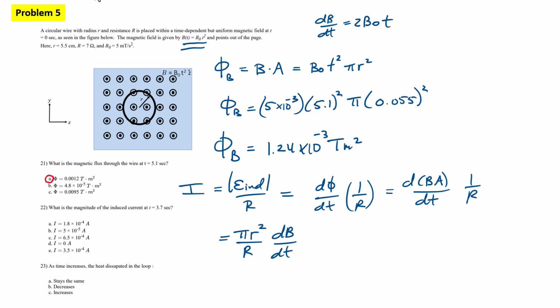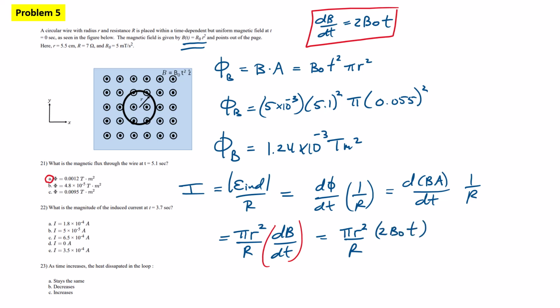Okay, so this is really the key to this specific problem. And now you just substitute that for this expression right here. All right, so our last algebraic formula down here is going to look like this: 2 B0 multiplied by t. And that is going to be the magnitude of that induced current.